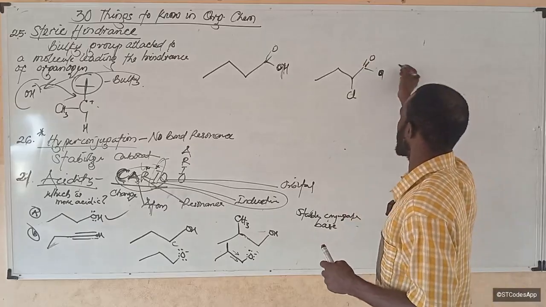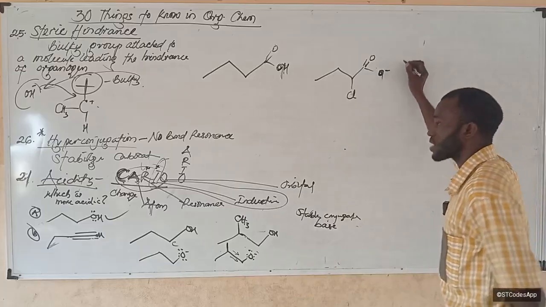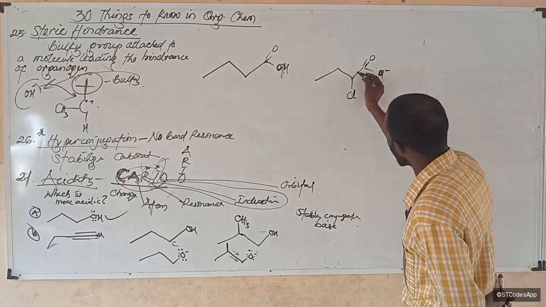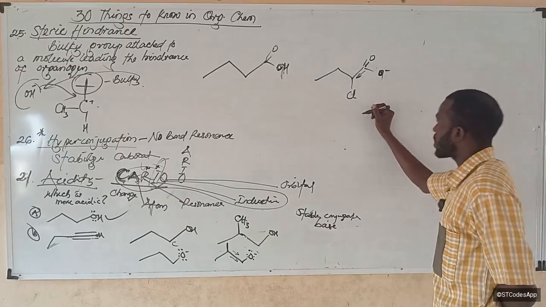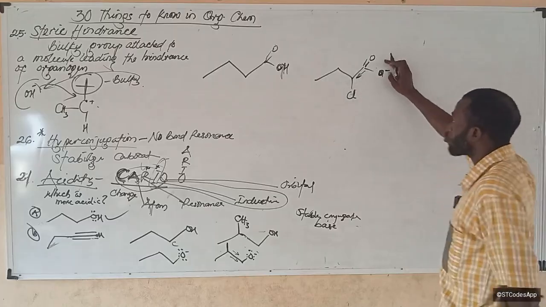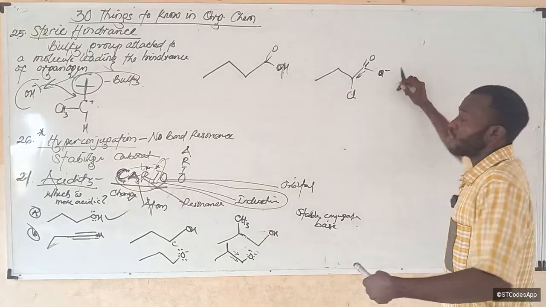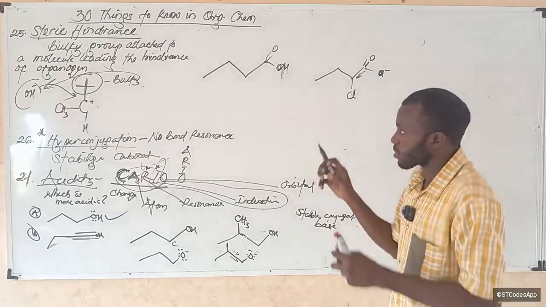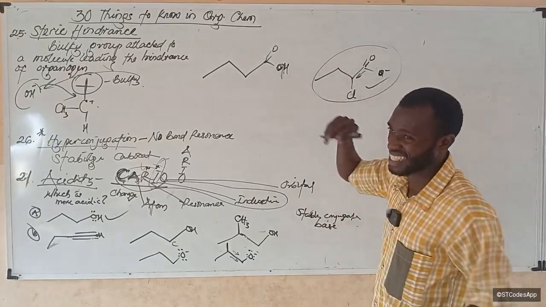So the moment this guy loses this hydrogen, it becomes negatively charged. This chlorine is an electron withdrawing group, so it is already pulling electron density towards itself, and because of that, it will help to stabilize the negative charge. Negative charge means abundance of electrons, right? That is electron rich. This electron richness will be stabilized by someone that is already wanting more electrons, making it more stable than this guy. Is that okay? So this one is more acidic.